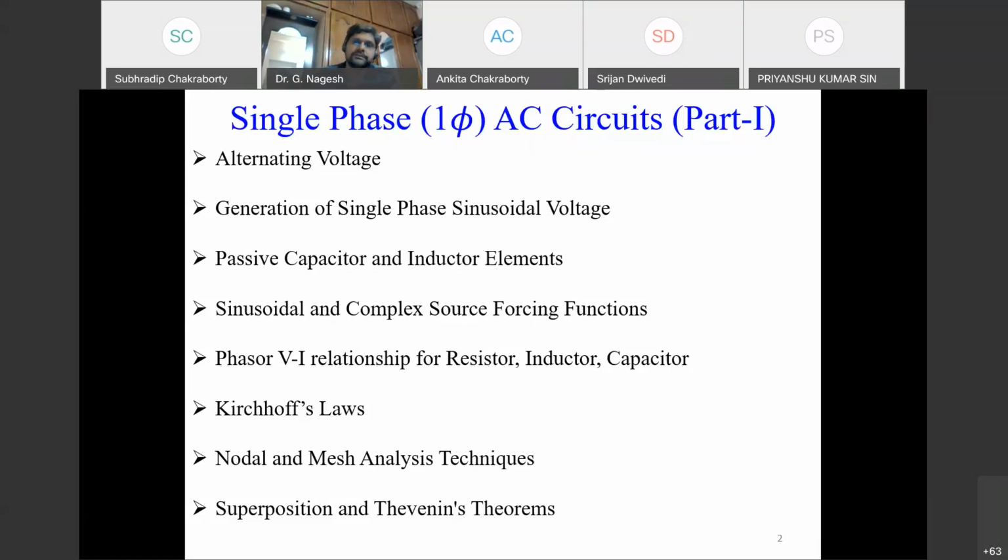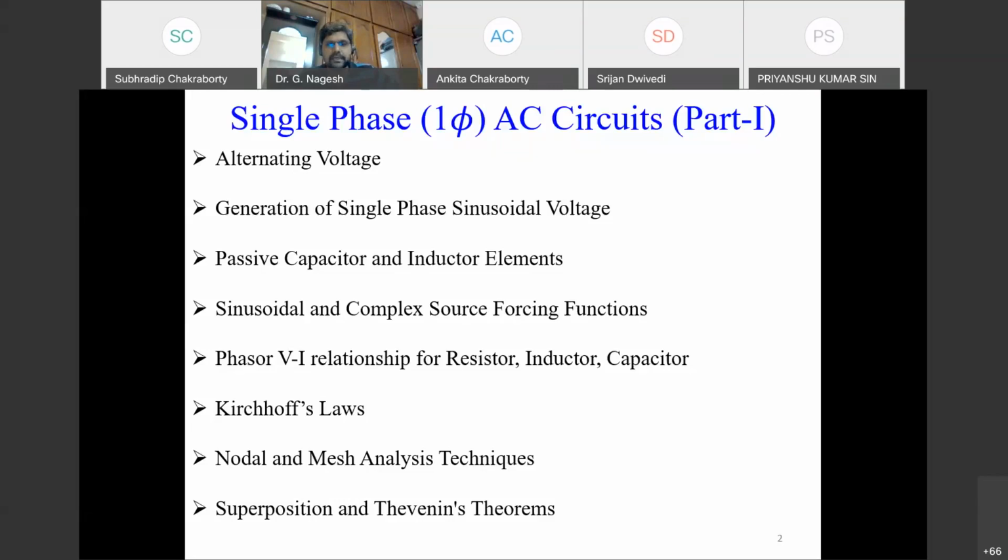This is part 1 we are going to discuss in the AC circuits chapter. These are the topics which we are going to cover in this part 1. What is alternating voltage? In that we will study mostly sinusoidal voltages, the basic concept of how to generate a single phase sinusoidal voltage, and we will introduce two more elements, the capacitor and inductor.